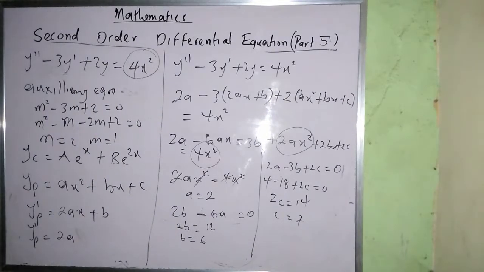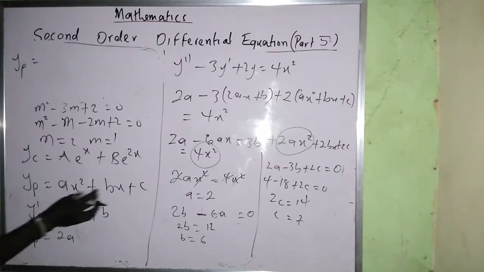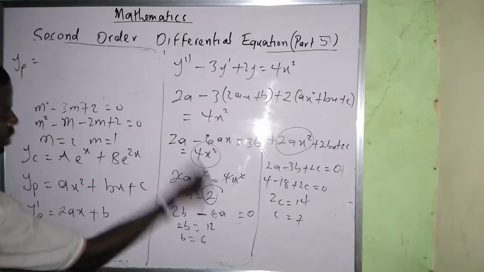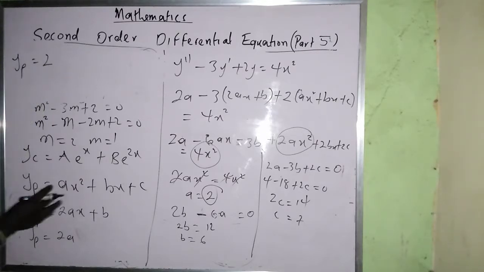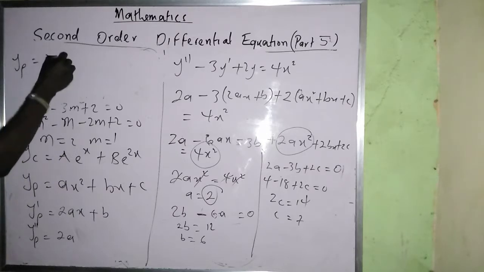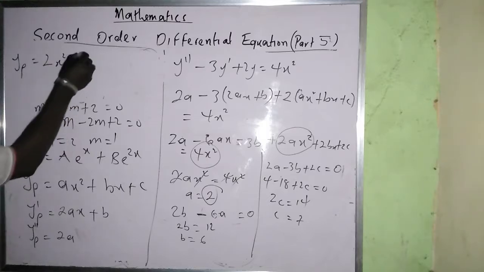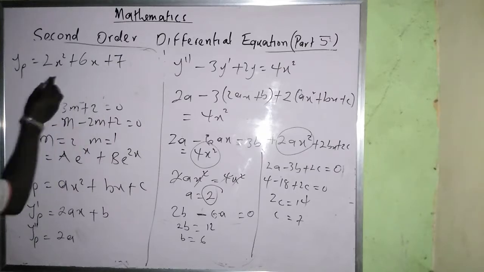Now, it means my y particular. You have derived a, b, c. I will now come back. What is my a? My a is 2. I will have 2x squared plus, what is my b? My b is 6, so 6x plus, what is my c? 7. That is my y particular.